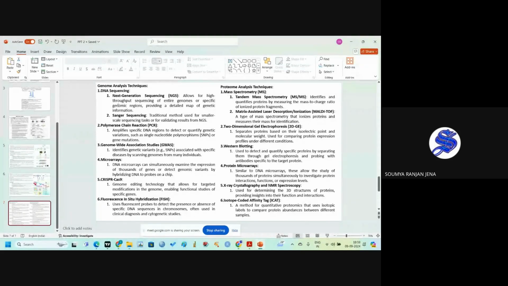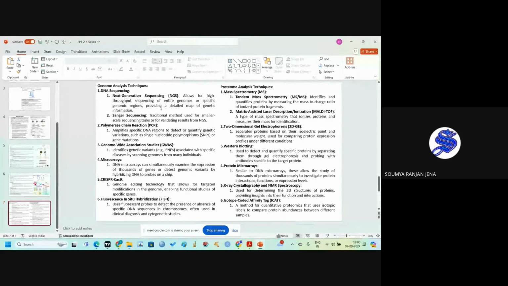This machine sequences all the nucleotides. Suppose, for an example, if we go to the gene insulin, the insulin gene has 51 amino acids. By this next generation sequencing, we can sequence the insulin gene within a fraction of seconds, and this sequencing shows whether any mutation occurs in this insulin gene or not. This will be provided by this next generation sequencing technique.